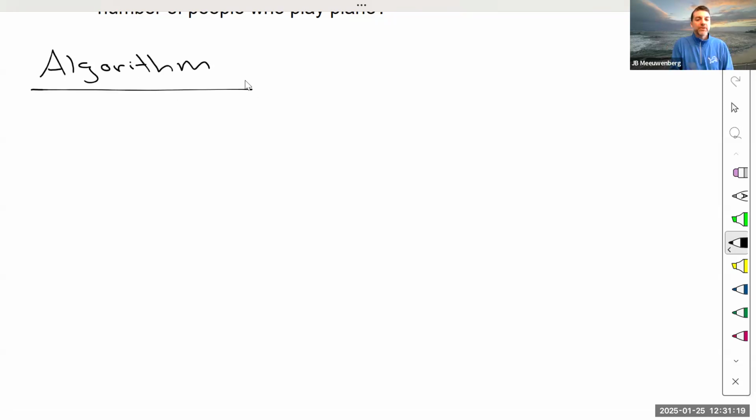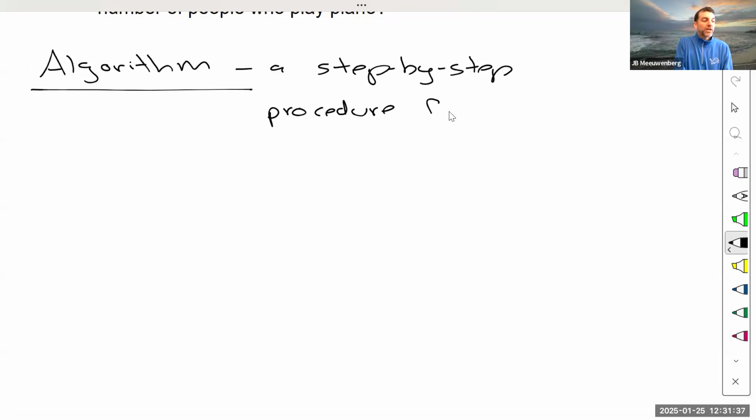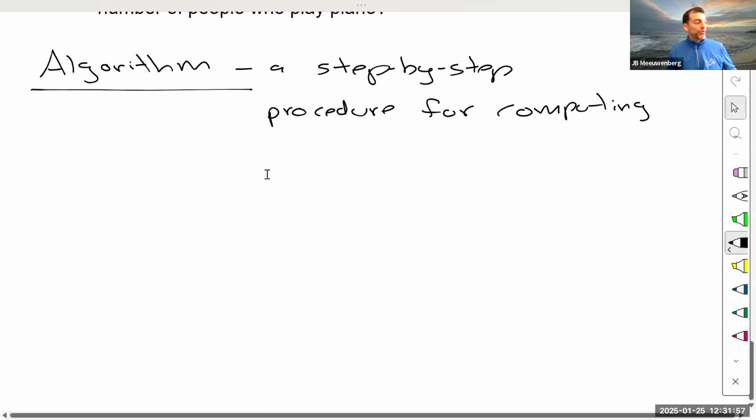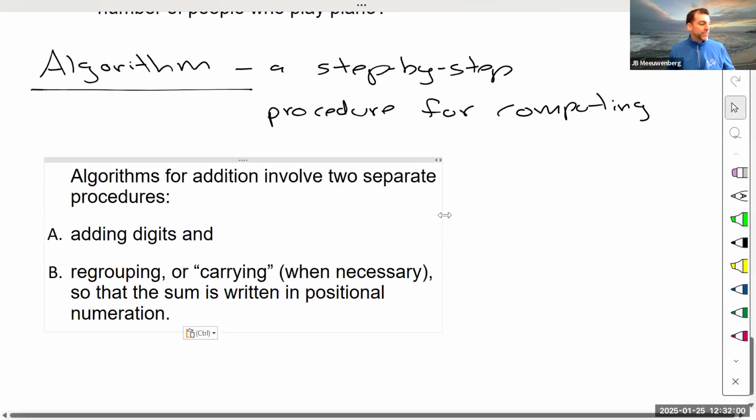And we're going to look specifically at addition algorithms. And so an algorithm, you may have heard this word before, is a step-by-step procedure for computing something. You do step 1, you do step 2, you do step 3, you do step 4, and then you get your answer.